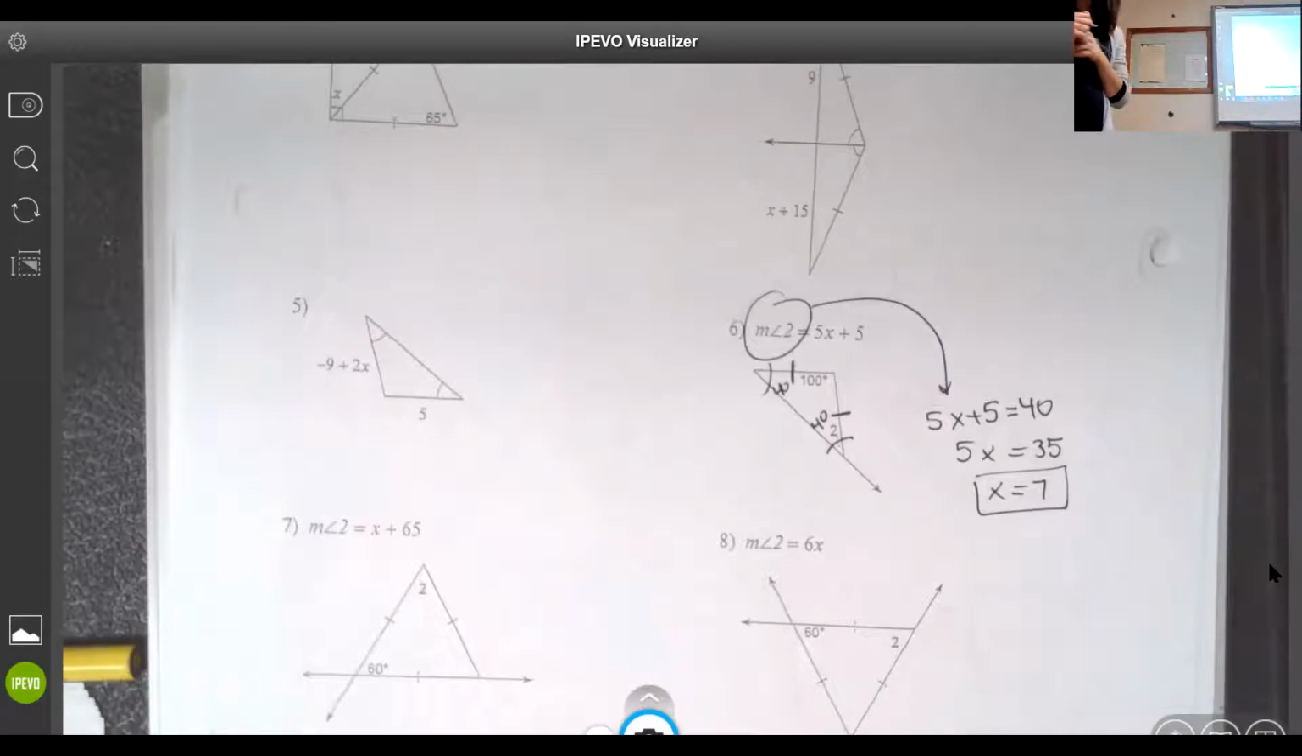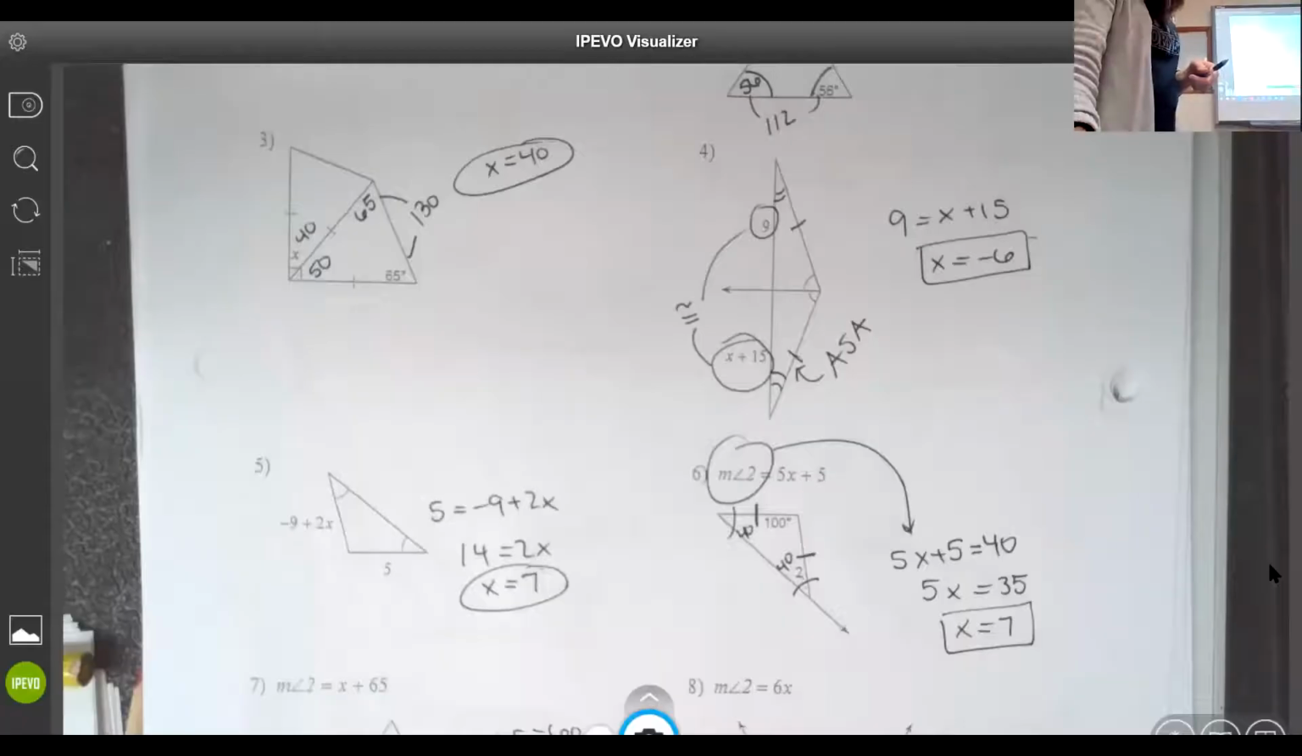So I'm going to give you a few minutes to try a few more on this page with this angle side stuff, and then we'll go over the homework and see how the rest of this warm up.